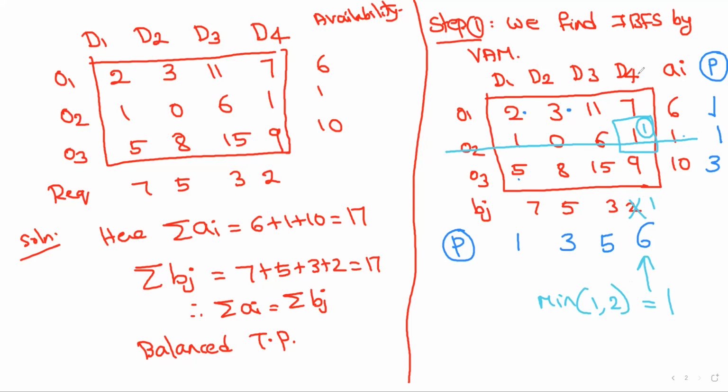So here, first we find the penalty for the row and column, and we have to search for the highest penalty. The highest penalty is 6. In this column, we have to search for the least element. What is the least element here? 1. For 1, I give the amount 1, because minimum of Ai and Bj. That's all. Over.